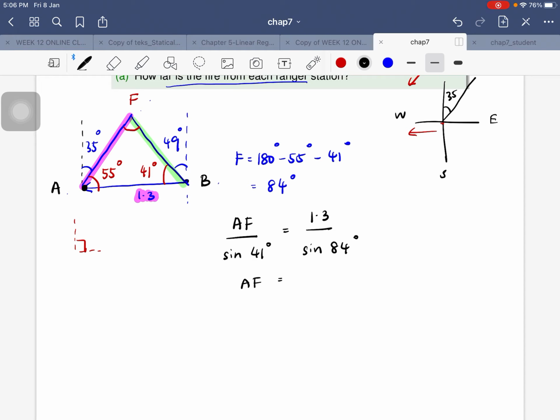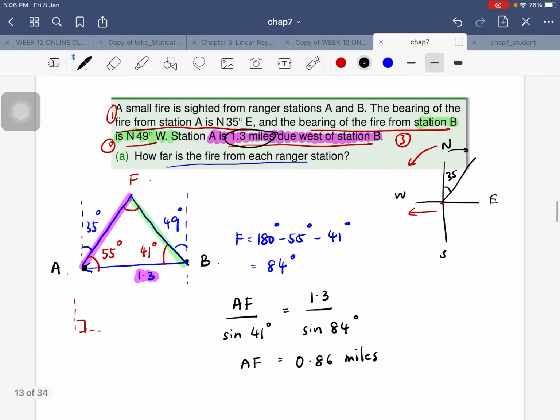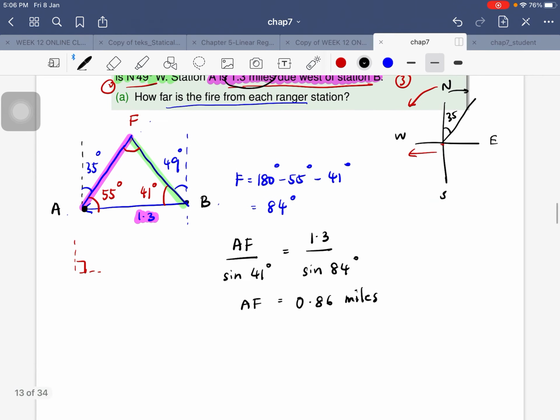I'm going to have 1.3 divided by sine 84, multiplied by sine 41, so that is going to give us a value of 0.85757, but I'm just going to take two decimal places. I'm going to take 0.86, and the unit for this is going to be miles. How do I know it's going to be miles? Because this is 1.3 miles, so I know that the distance is going to be calculated in terms of miles. Okay, so that is going to be our first distance, which is AF.